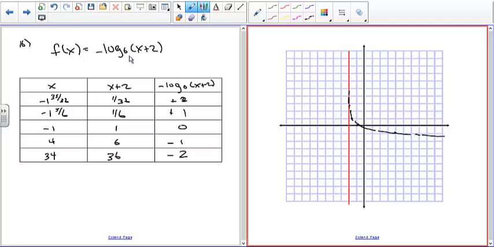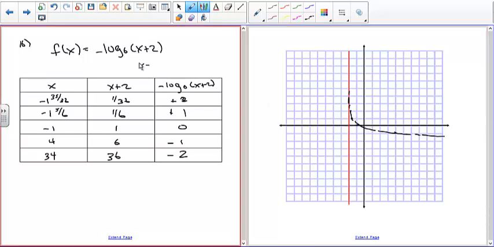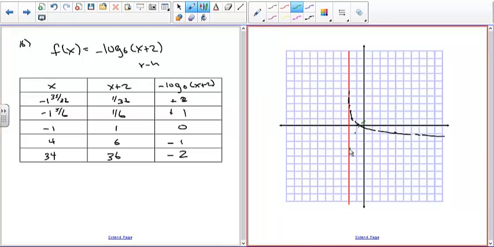So again, from a transformation standpoint, what we've done is we've moved everything in the x direction 2 units to the left. Remember, it's x minus h. So h is -2. So we move it to -2, and then we flip it around the x-axis. So if I just did this, it would look like that. And because of the negative sign, though, it gets reflected across the x-axis.